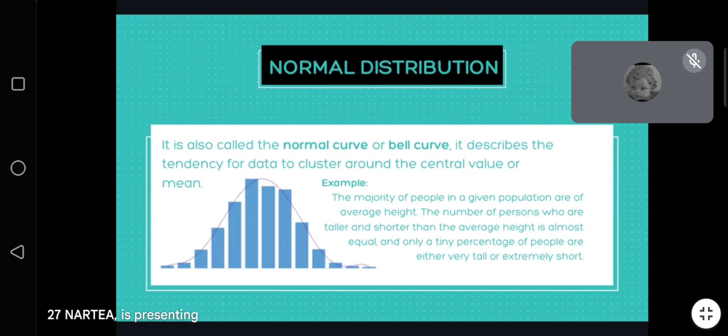Normal distribution is also called the normal curve or bell curve. It describes the tendency for data to cluster around the central value, the mean. An example of this is that the majority of people in a given population are of average height. The numbers of persons who are taller and shorter than the average height are almost equal, and only a tiny percentage of people are either very tall or very short. You can see here in the data that it's clustering the amount of people. The boxes are supposed to show a percentage of how many people are, for example, how tall, how short, and so on.